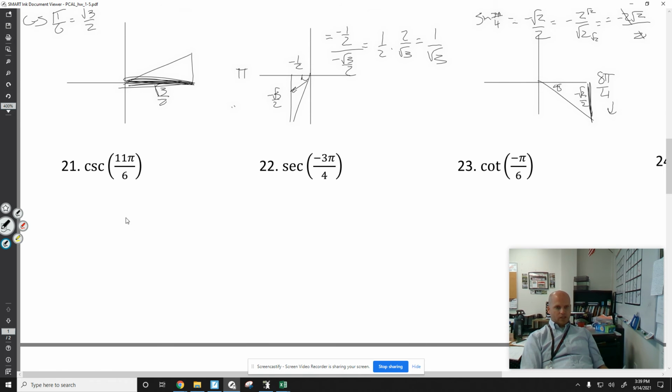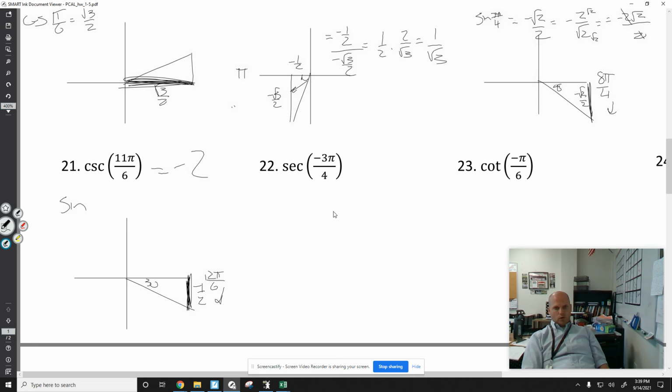Cosecant of 11 pi over 6. Found 11 pi over 6. It's a pi over 6 away from 12 pi over 6. Right there, there's 12 pi over 6. Subtract a pi over 6. 30 degrees. Cosecant, flip sine. What's sine? Sine's the vertical. What's that? It's negative 1/2. It's the shorter side. Flip the shorter side. Negative 2. That's easy.